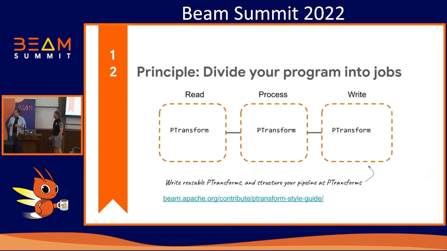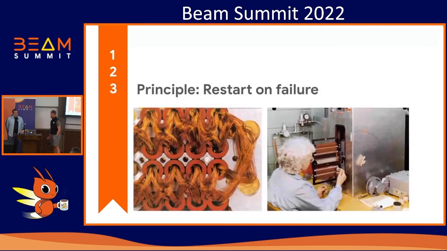If you group your code into P transforms, you're going to make it easier to understand what your pipeline is doing. And if you pay attention to how you design these P transforms, you will be able to make them reusable. A P transform will be a reusable component for your pipelines or even for third-party pipelines. Check out the Apache Beam documentation. There is a style guide for P transforms, and it's not just a picky recommendation of how you should do things. The idea is how to make your P transforms reusable, so you can improve the design of your pipelines. So that helps to make your pipelines more maintainable.